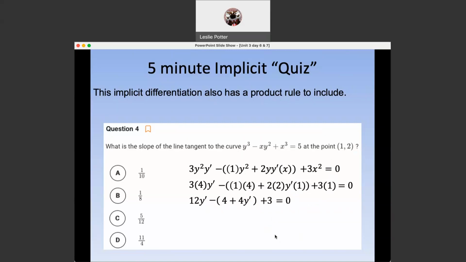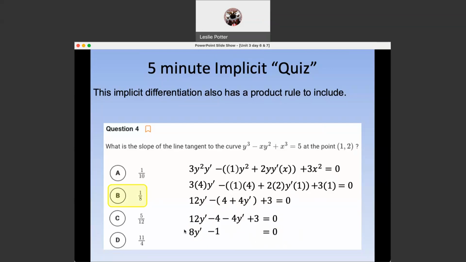And now I think I distribute the minus sign. There we go. And so I'm going to collect my like terms. It looks like I have 8y prime, and it looks like I have minus 1. I'm going to take the minus 1 to the other side, and when I divide by 8, I get 1/8. So at this point, you notice I didn't finish the algebraic solution. The reason why I didn't do that is because it's a multiple choice.